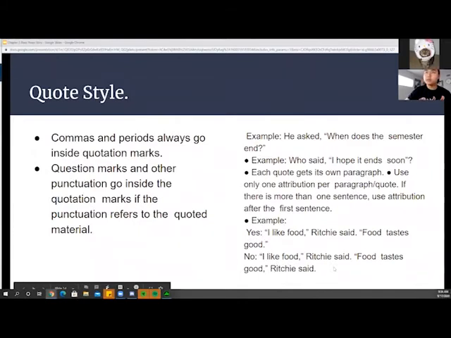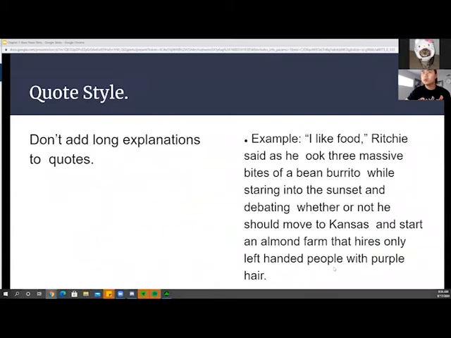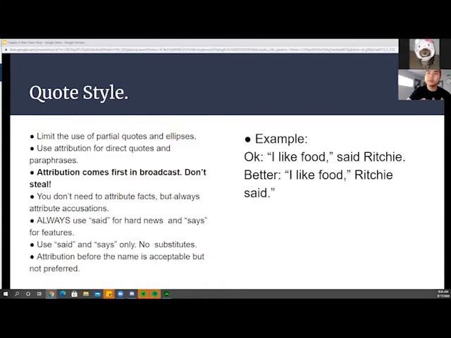Yeah, let's keep going. You don't need to give us long explanations at the end of quotes. For example, "I like food," Richie said as he took three massive bites of the bean burrito while staring into the sunset, debating whether or not he should move to Kansas. All this stuff is unnecessary, at least for articles. When we get to more of the feature writing, we could be a little more playful with the writing. But right now, we're just going to do a very, not basic, but straightforward style. The goal for newspaper writing is straightforward.